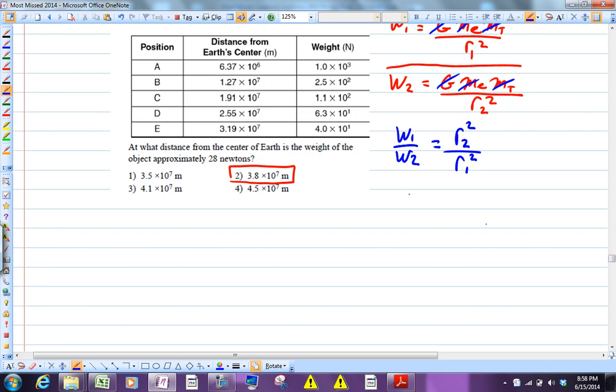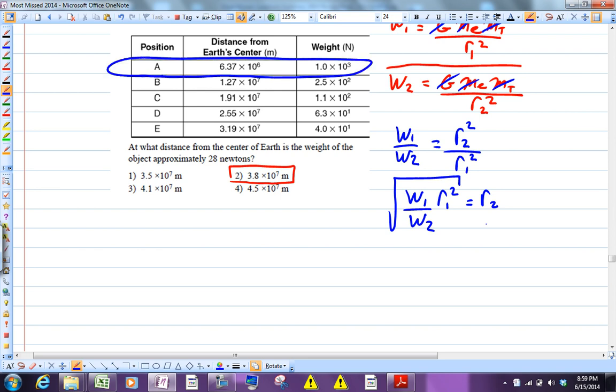We want to get what's R2. Well, weight 1 over weight 2 times R1 squared equals R2 squared, or take the square root of both sides, and then you can plug in. Now, weight 1, weight 2, what is that? Well, we just need to pick a value. So let's take row number 1. And weight 1 is going to be 1 times 10 to the 3, which is 1,000 newtons.